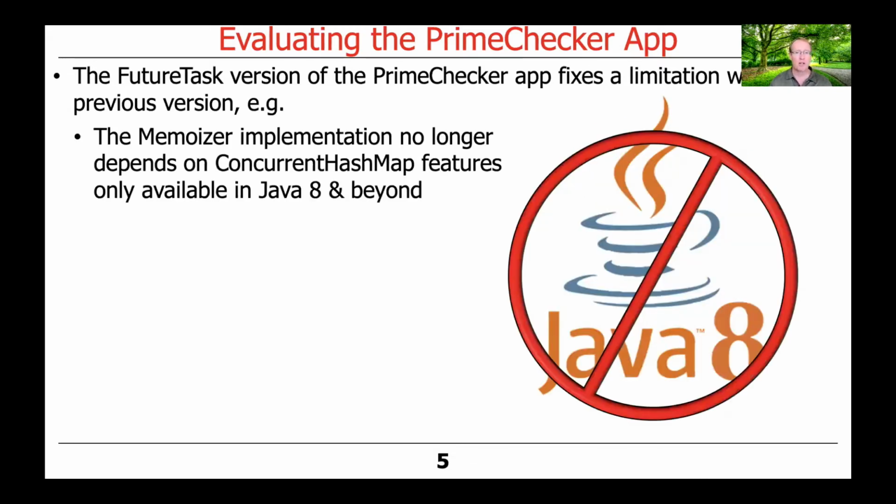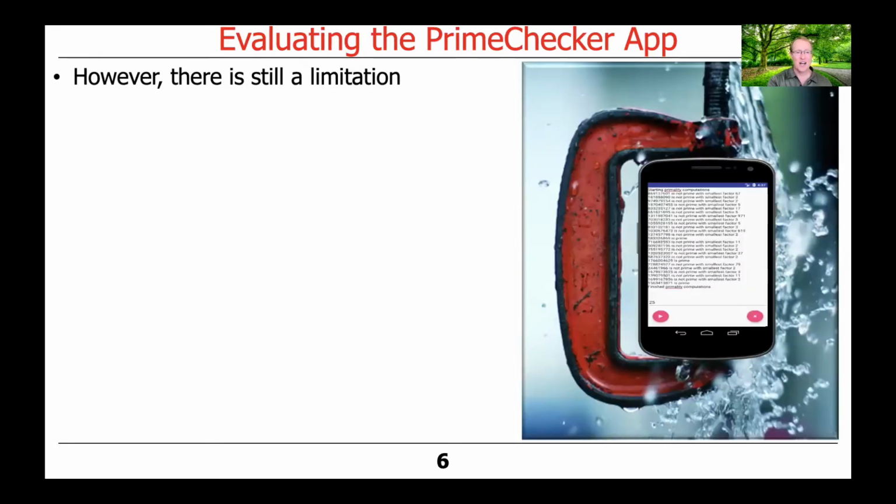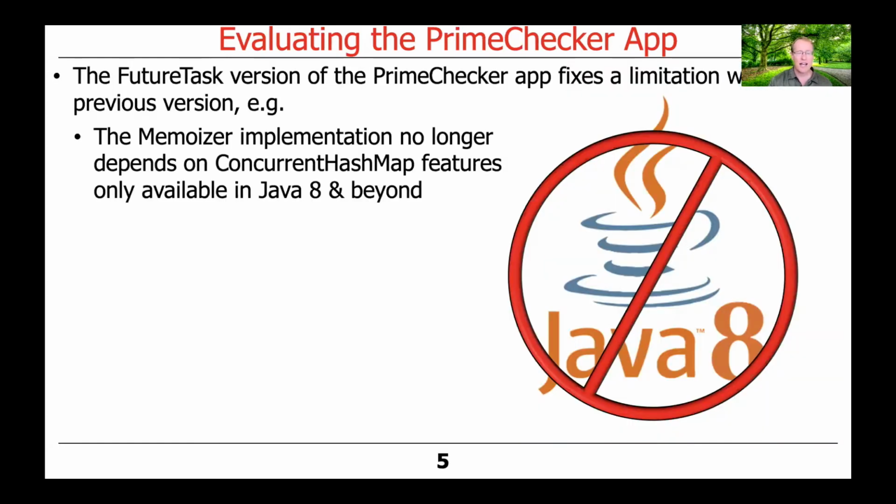And the previous version that we looked at depended on having access to concurrent hash map and the semantics that are available in Java 8 and beyond. So if you don't have that, then you're kind of stuck. So FutureTask will help us get the semantics we want without being beholden to modern versions of Java.